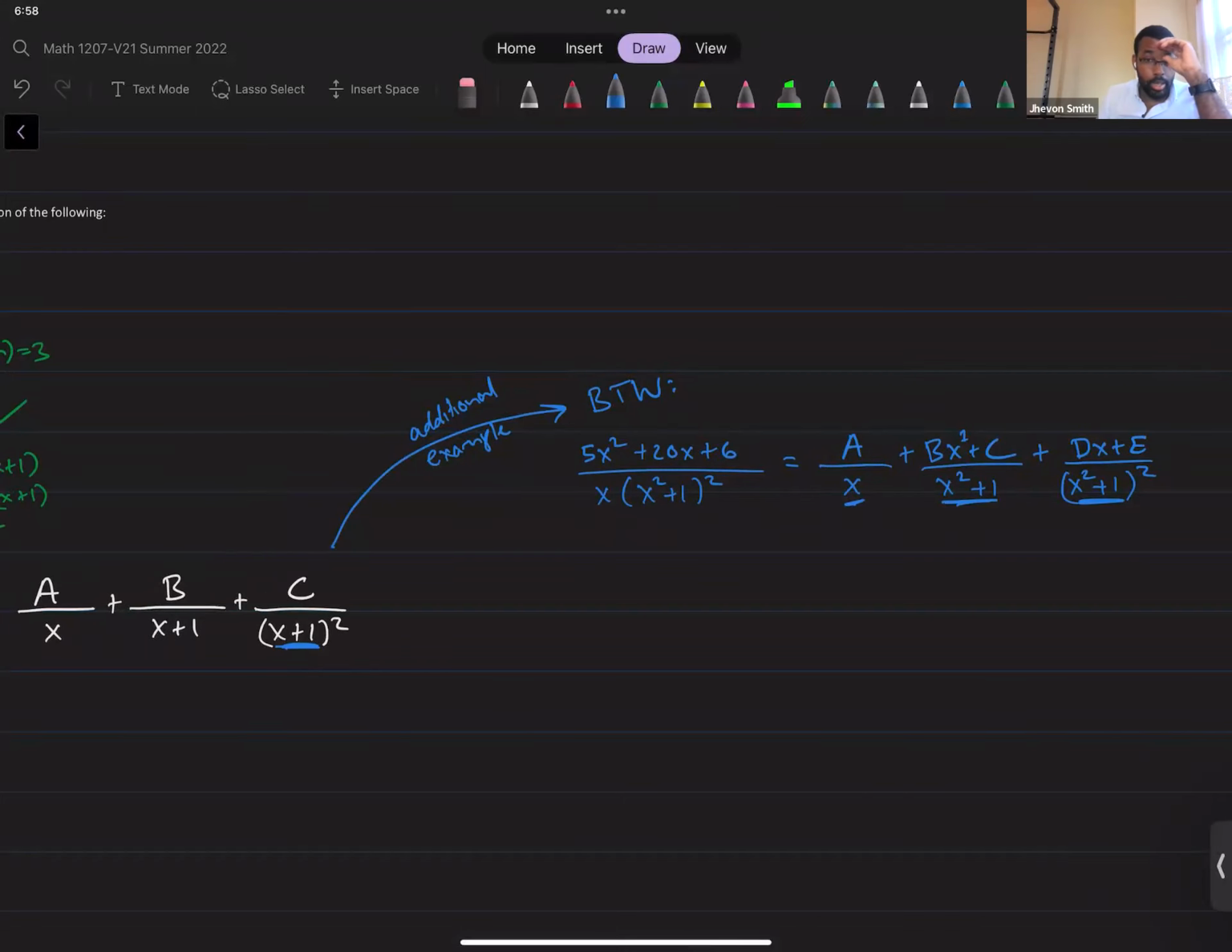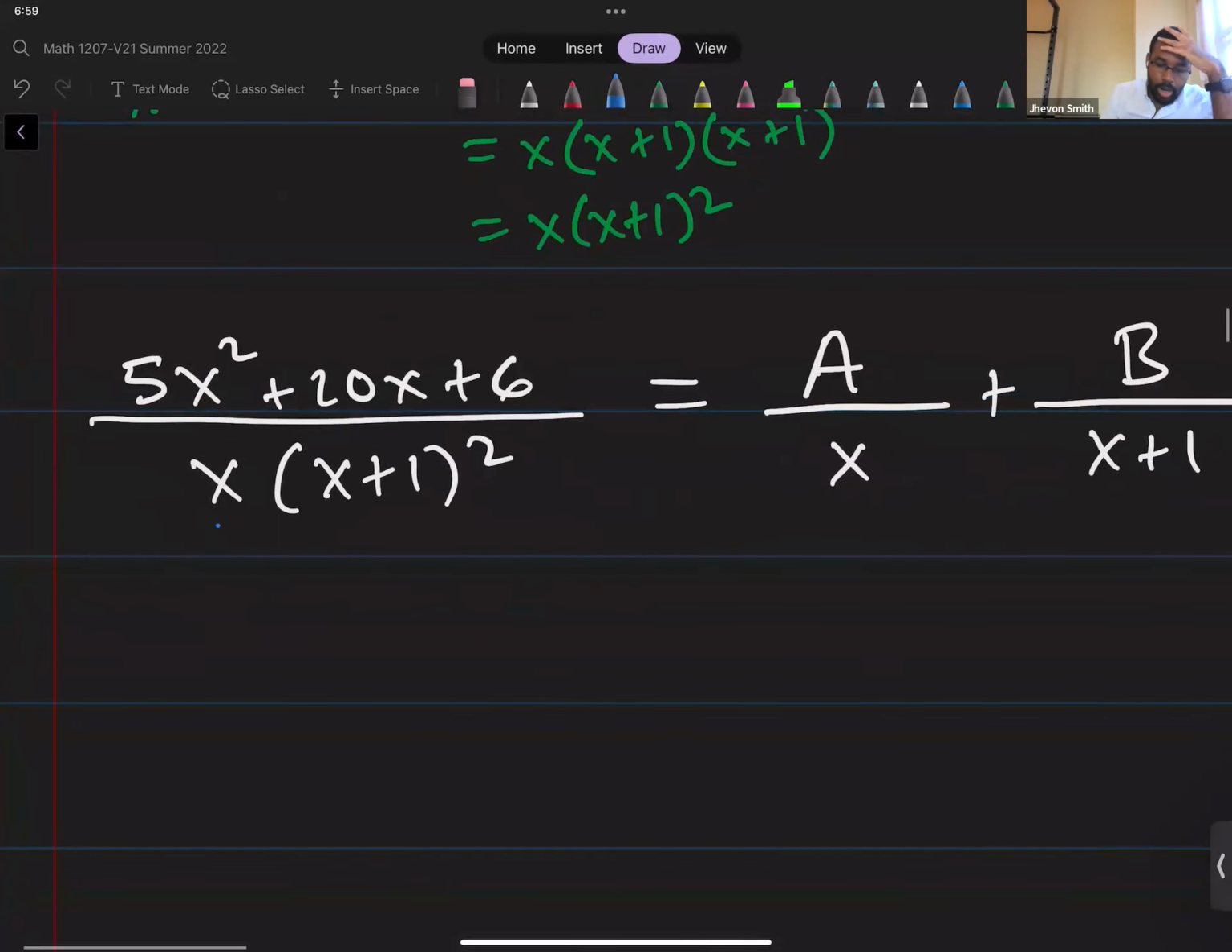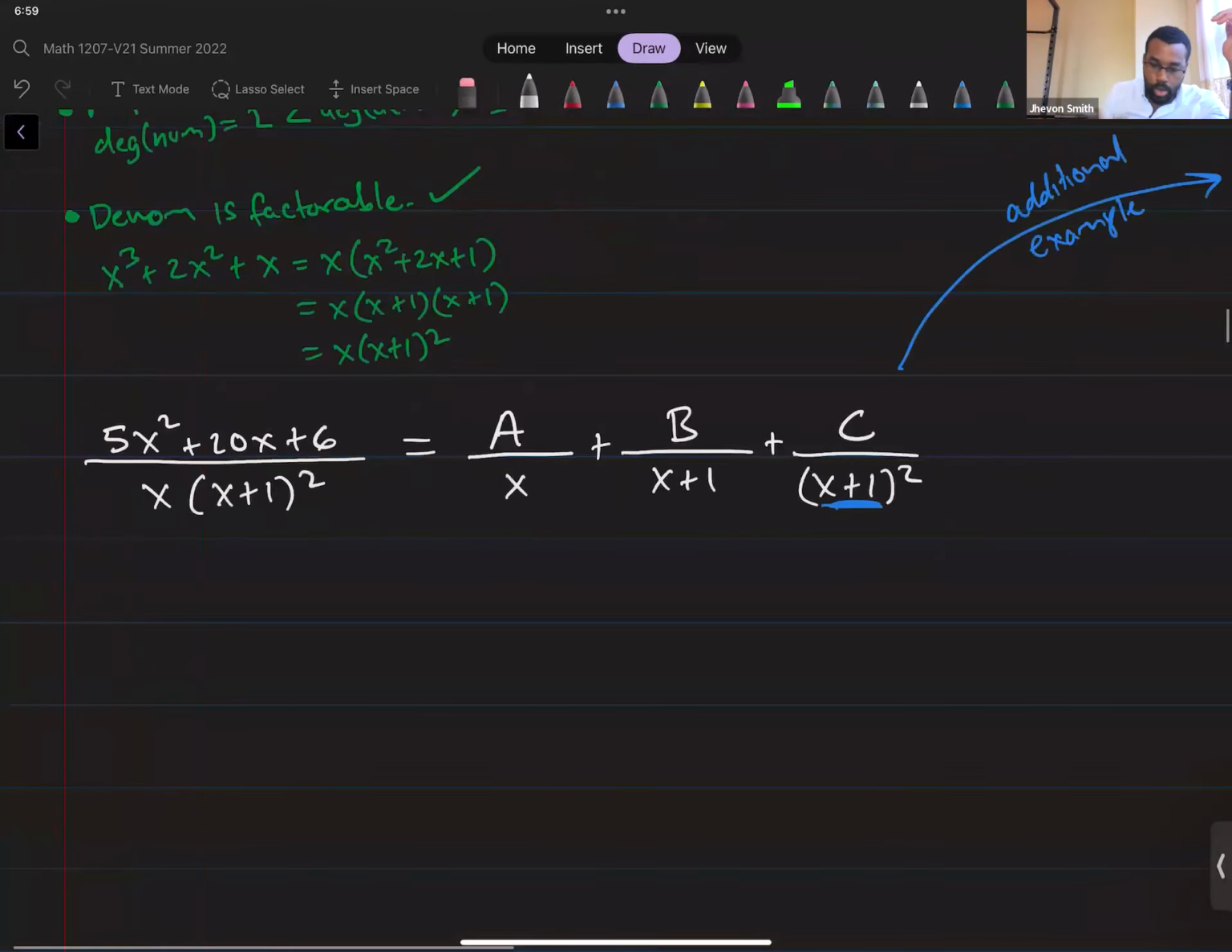Okay, so that is the rule. You break up into smaller fractions based on the factors in the denominator of the big fraction. And then on top, you put generic polynomials that are exactly 1 degree less than the base factors in the original. That's the rule. You do those two things and you're done.